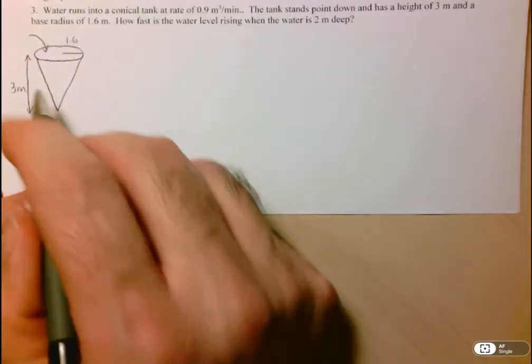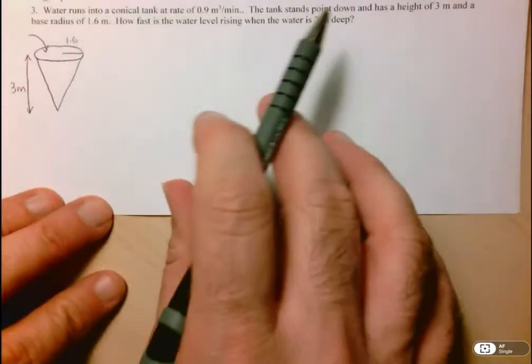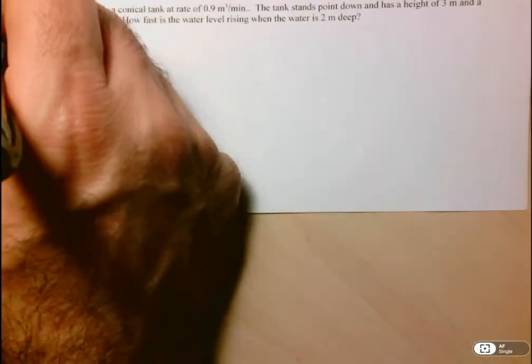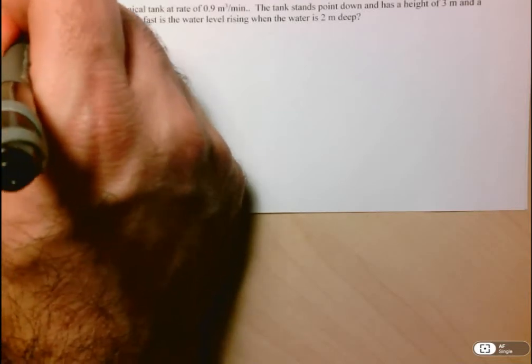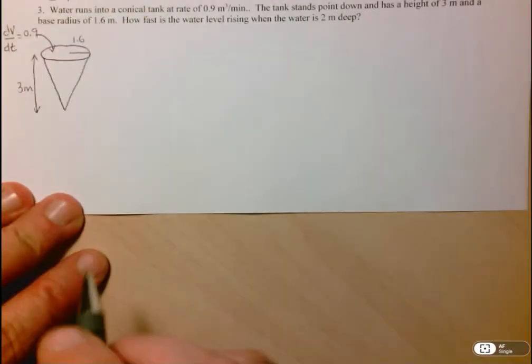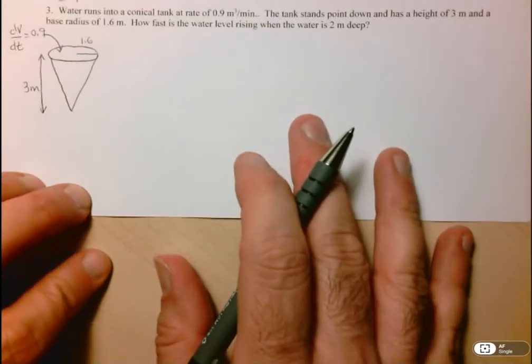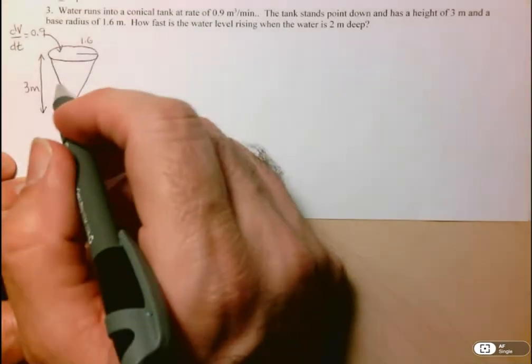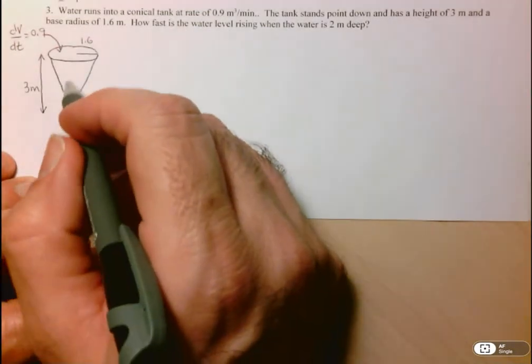So here, what is it that's changing? Well, it's the volume of water in the tank. So what they're giving me is dV/dt equal to 0.9. Okay? So now let's try to solve the problem. So we want to know how fast the water level itself is rising.